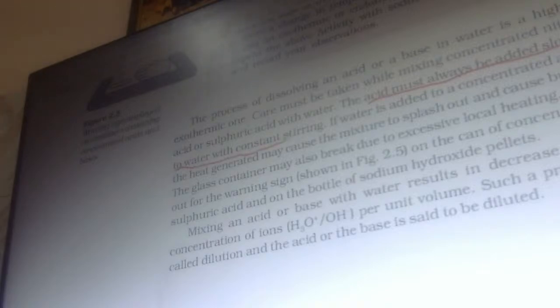Alkalis: bases that are also soluble in water. The process of dissolving an acid or base in water is exothermic. Acid should be added slowly, acid to water. How do we remember this? A comes first in the alphabet, so you put A into H2O and stir a lot. If it's done the opposite way, what happens? Heat is generated, causing the mixture to splash out and cause burns. Glass may also break.